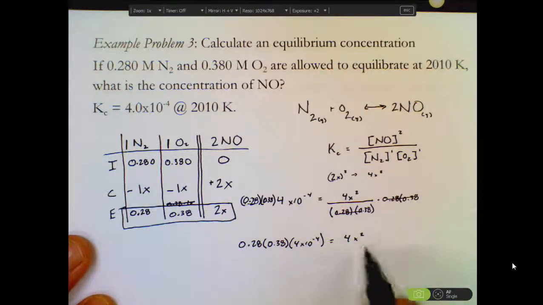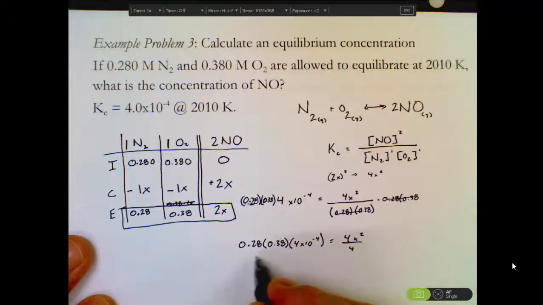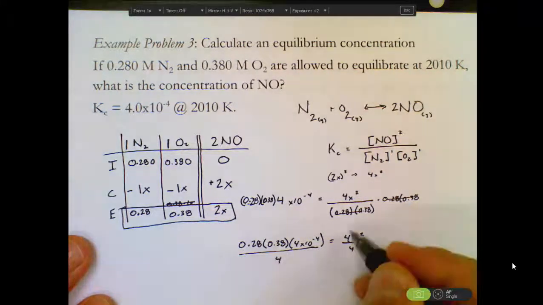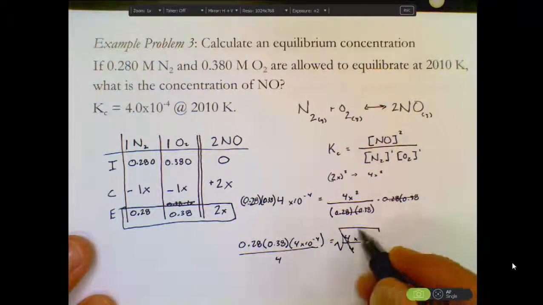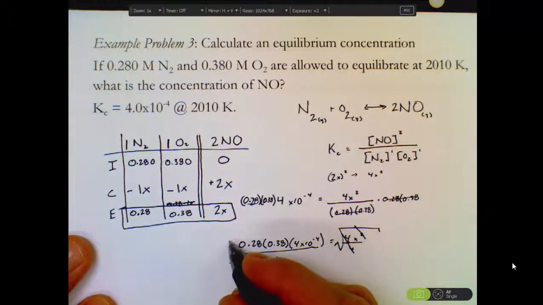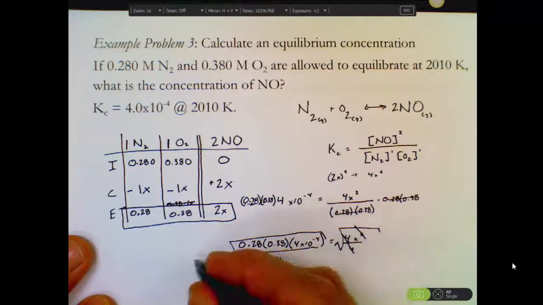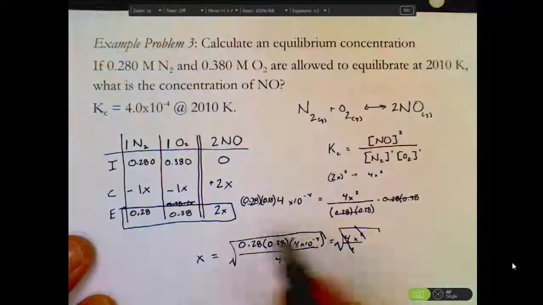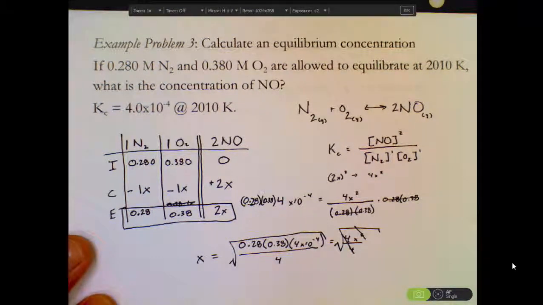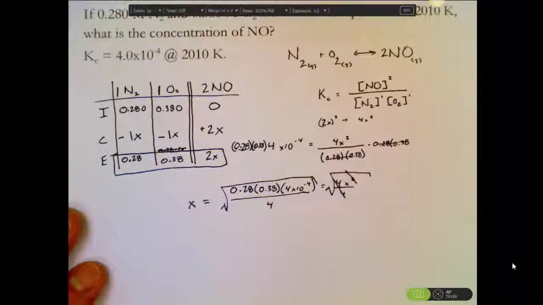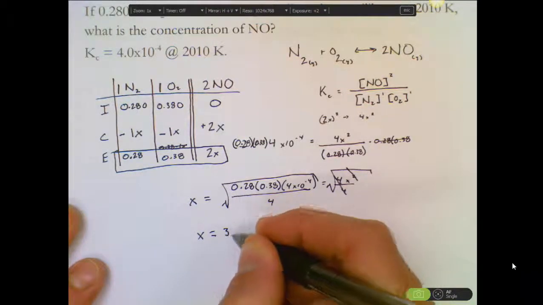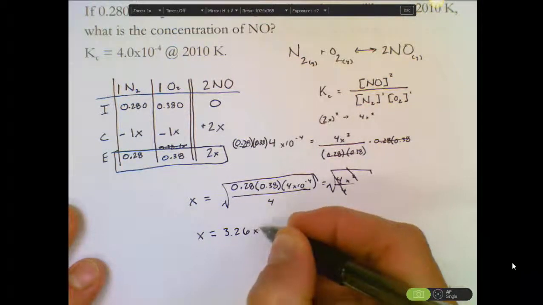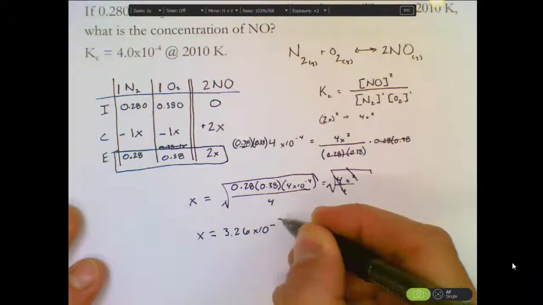I need to solve for x. I need to divide by 4, and then I need to get just x, so I need to take the square root. So x equals this whole thing. Just make sure to use parentheses when you're solving for that. What you should find is that x equals 3.26 times 10 to the negative third.